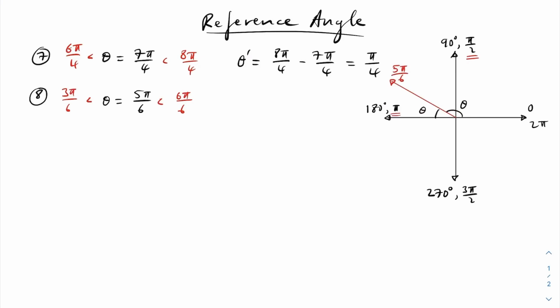And so, for that reason, the angle theta prime should be equal to, as a positive number, 6 pi over 6 minus 5 pi over 6. And that should give us pi over 6, and we are done.